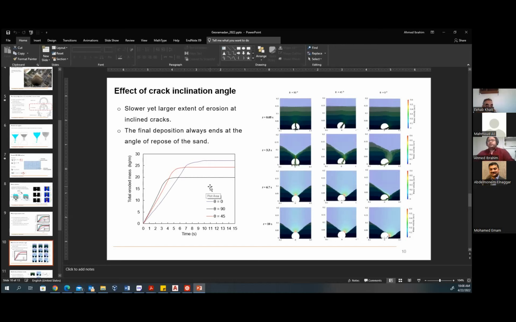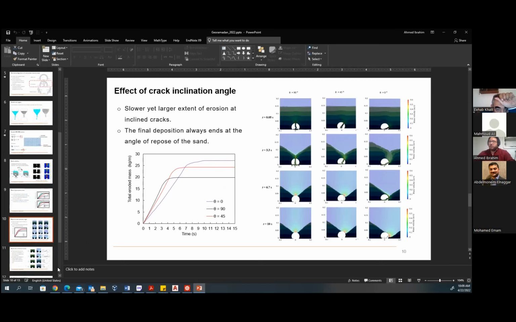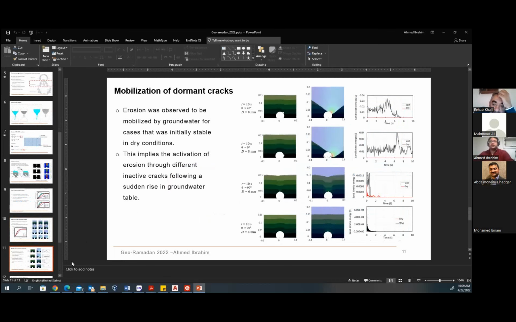But what is very interesting is that even underwater, the sand is always going to end at its natural angle of repose. So it reduces to a matter of simple geometry to say that it will certainly result in more eroded mass. So although this crack will erode at a slower rate, it is going to result in more mass, but it doesn't stop here. It's not only the increase in the eroded mass that concerned us. It is the mobilization of what we call a dormant crack.